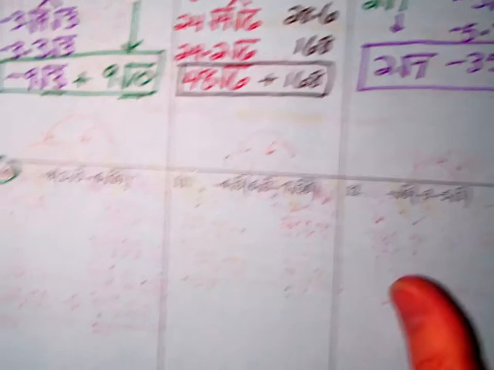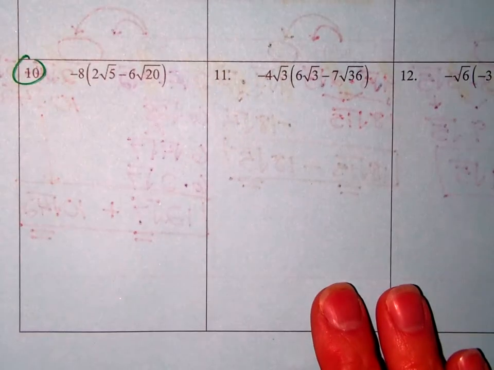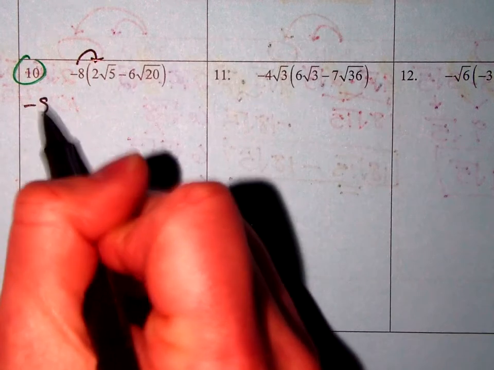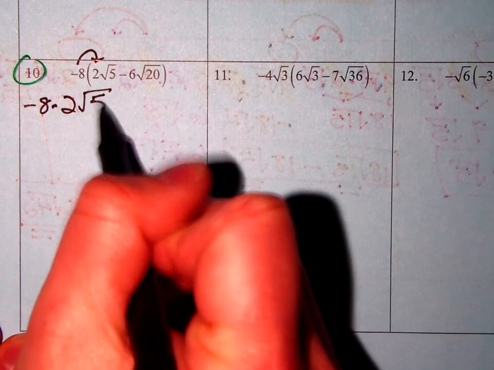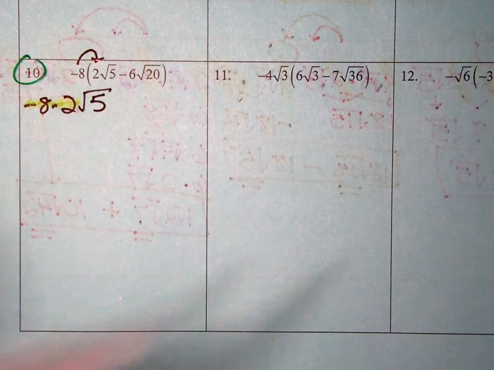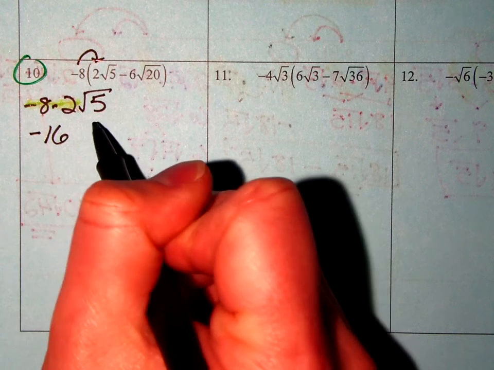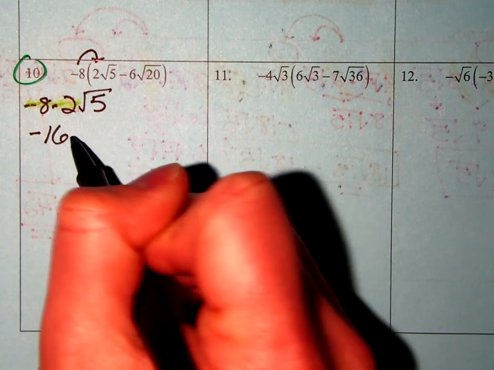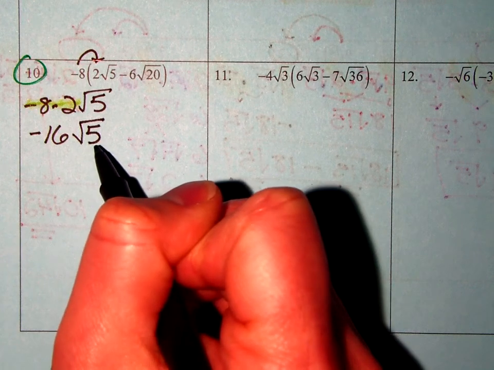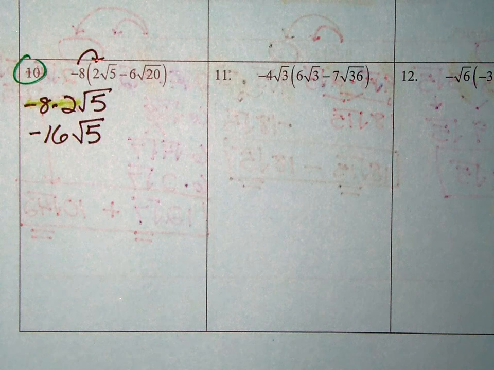All right, so let's look at number 10. So again, we're going to distribute as our first step. So we're going to do negative 8 times 2 square root of 5. Now in this case, there are 2 outside numbers here, the negative 8 and the 2. So we're going to do negative 8 times 2 first, which is negative 16. Since there's no other number inside the radical, we're just going to bring the square root of 5 down. Now I ask myself, is there a perfect square that goes into 5 evenly? And there's not, so we're done with that piece.